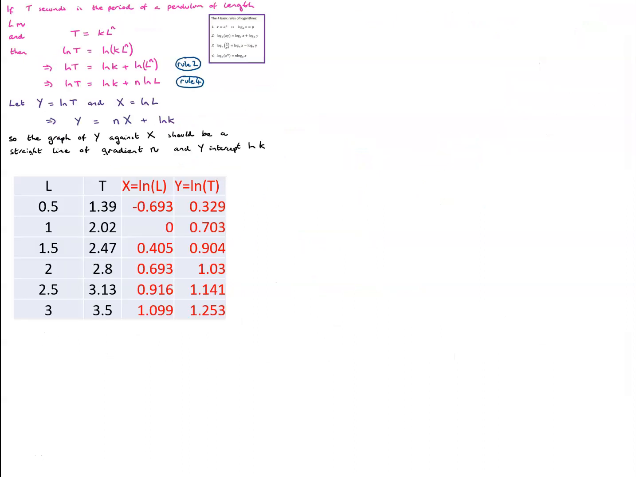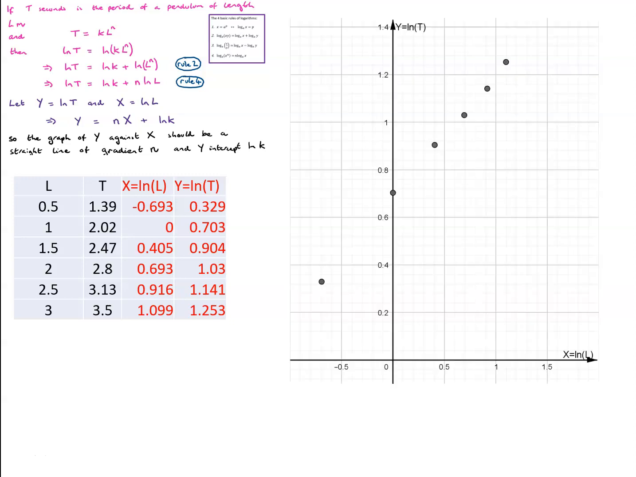If I take the values that James has provided me and then add the values of x, which is the natural logarithm of L, and y, which is the natural logarithm of t, if I plot the values of y against x, I'm expecting to see a straight line graph, and the gradient of that straight line graph will be n, and the y-intercept will be ln k. Now we can see indeed that the data points that I've got for x and y do lie very, very close to a straight line.